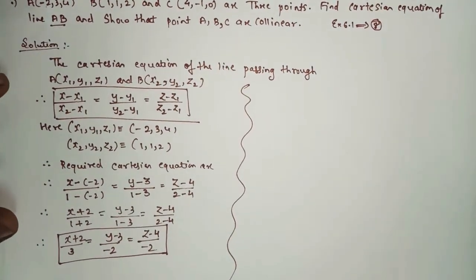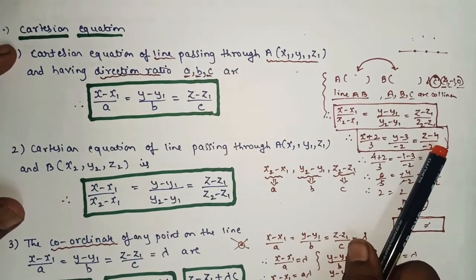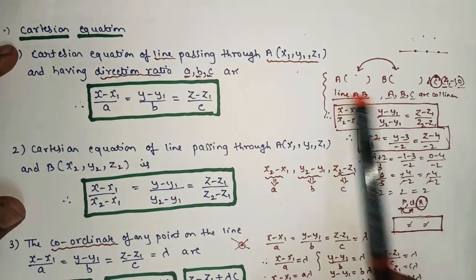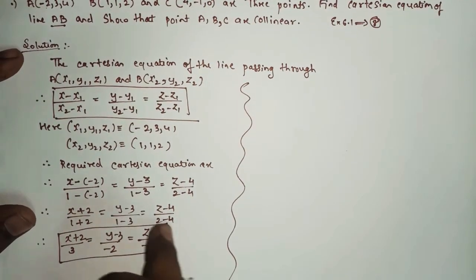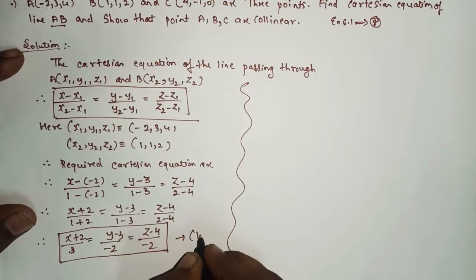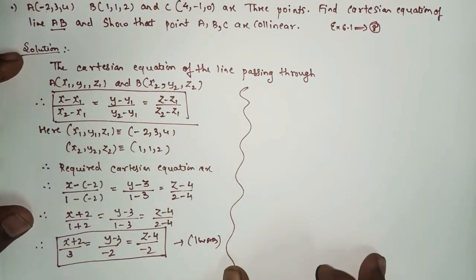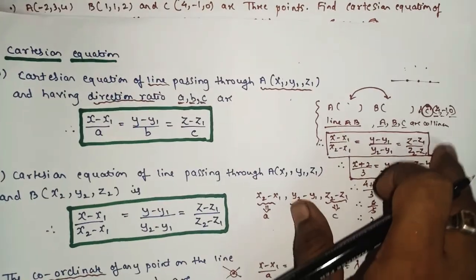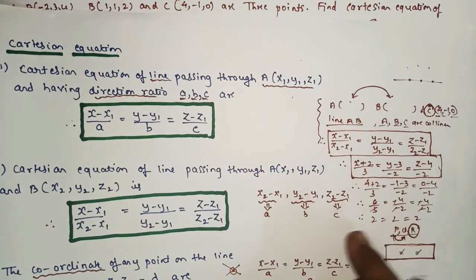As I told, I had explained this concept in the previous video lecture. After finding the Cartesian equation between these 2 points, as now we got the Cartesian equation of the line AB, now how to guess whether the given 3 points are collinear or not? So simply what you will do, you will take this third point and substitute it in the required equation. If all the ratios are equal, then only we can say that all the points are collinear.